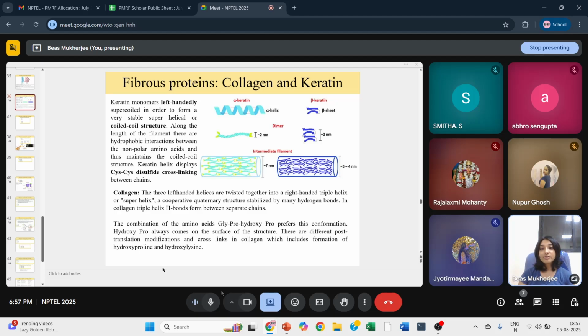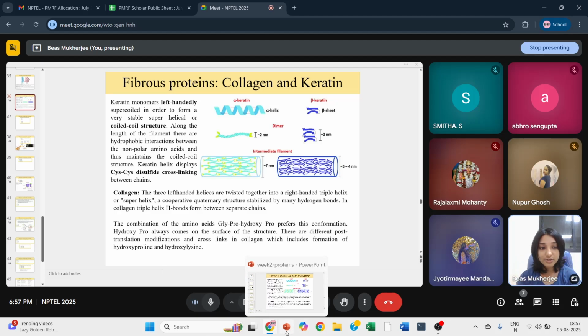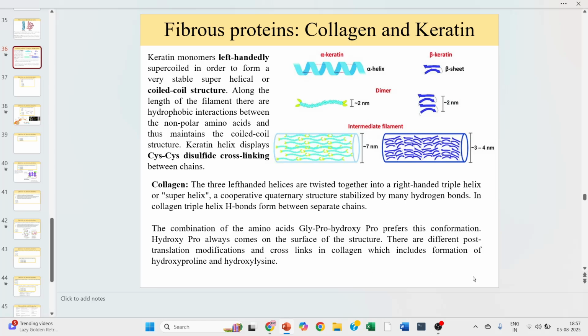So hydroxyproline always comes from the surface of the structure, and there are different post-translational modifications such as hydroxylysine, etc., and crosslinks in collagen, which includes formation of hydroxyproline and hydroxylysine. Right, so there will be a lot of questions from this collagen and keratin. So please make sure that you remember all this.